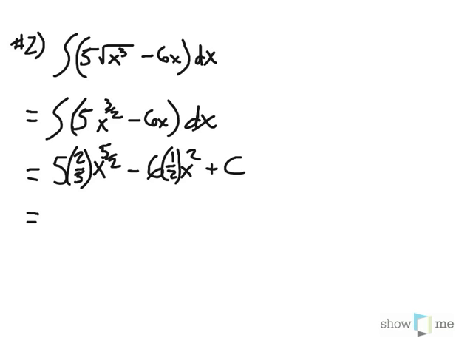This simplifies. Multiplying and dividing by 5's cancel. Over here, 6 times 1/2 gives us 3. So we're going to get 2 square root of x to the 5th. I think it's best to put that in radical form since the original problem was. And then minus 3x squared, and then plus your arbitrary constant.